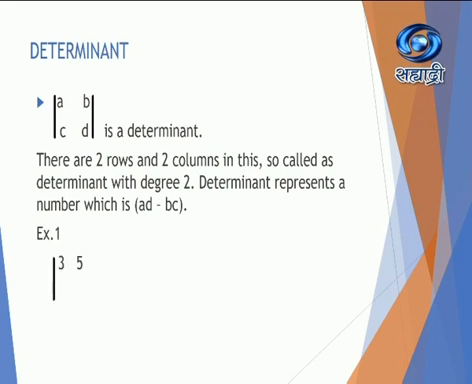For example, if I write 3, 5 and 2, 4 in a determinant, this is a second order determinant which has 2 rows and 2 columns. Now how to solve it? 3 multiplied by 4 minus 2 multiplied by 5 gives me 12 minus 10, which is equal to 2. So the value for this particular determinant is 2. Let us take some more examples, and then we will proceed to solve linear equations with this particular method. One more example.